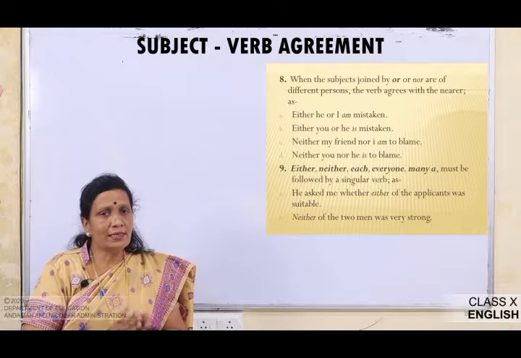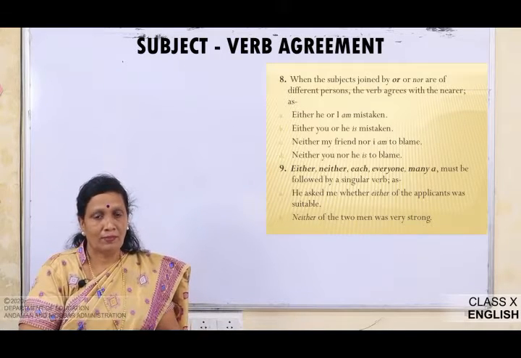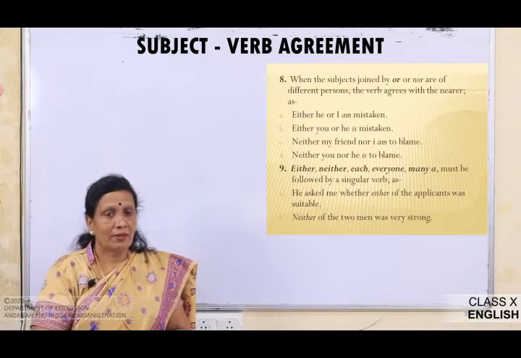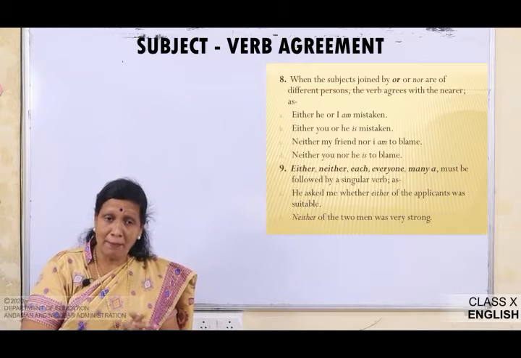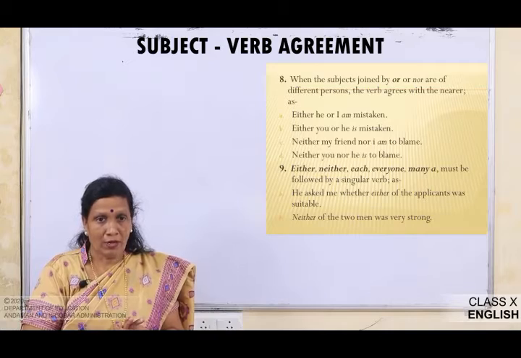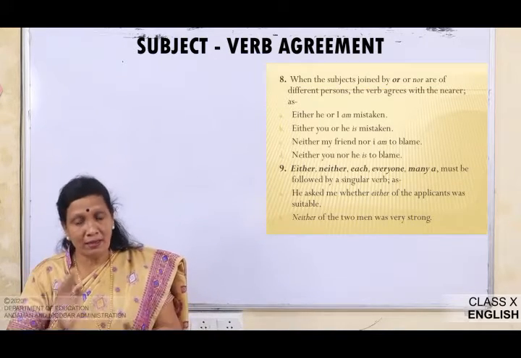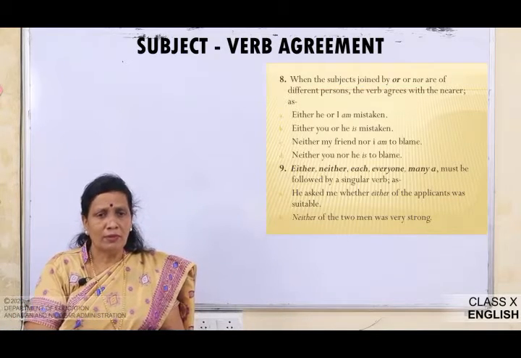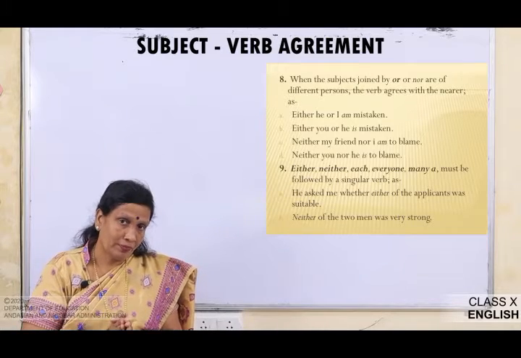Now, either, neither, each, everyone, many a must be followed by a singular verb. He asked me whether either of the applicants was suitable. Okay. With either, neither, each, everyone and many a we use the singular verb. Neither of the two men was strong.